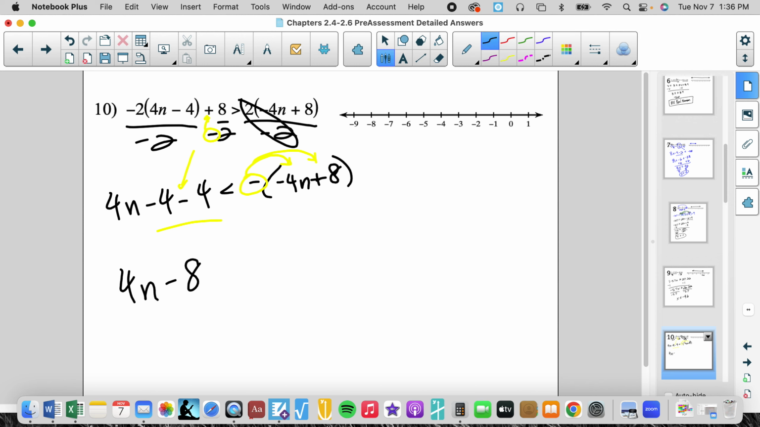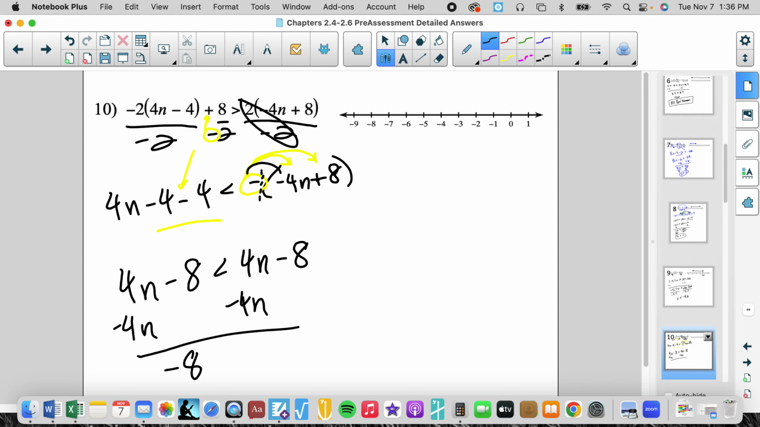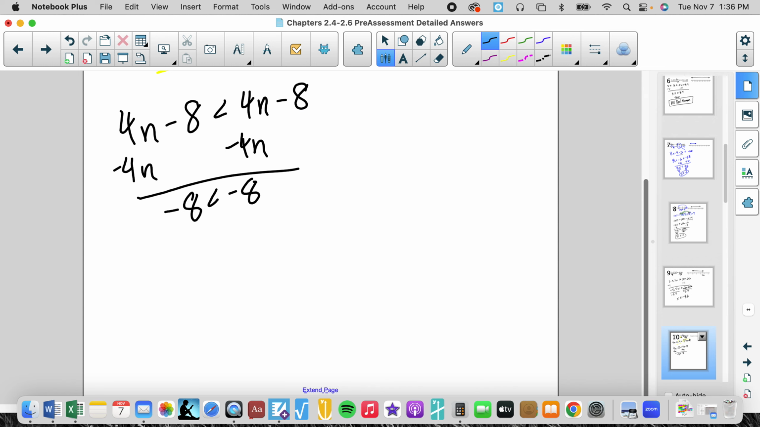4n minus 8 is less than. Now we're going to distribute. That's going to be positive 4n minus 8. A negative 1, that's an invisible negative 1, times negative 4n is positive 4n. We're going to subtract 4n, and we get the statement negative 8 is less than negative 8. My variables cancel, so did it create a true or false statement? That is a false statement, so my answer is no solution. And I'm done.